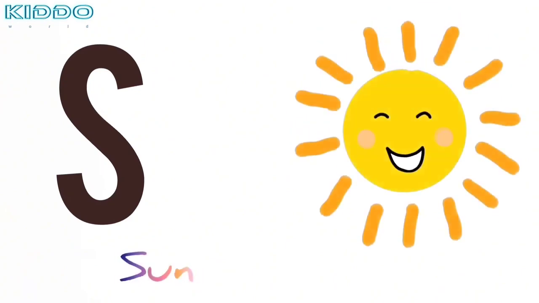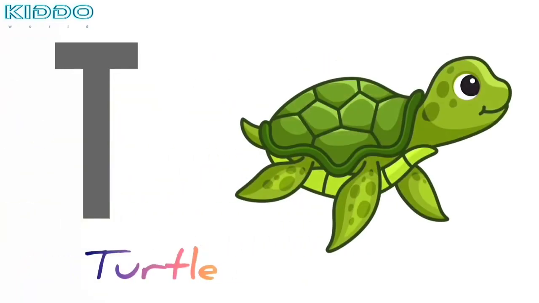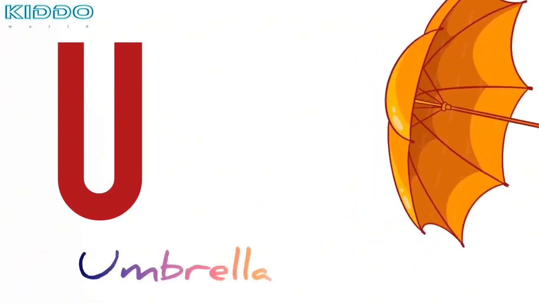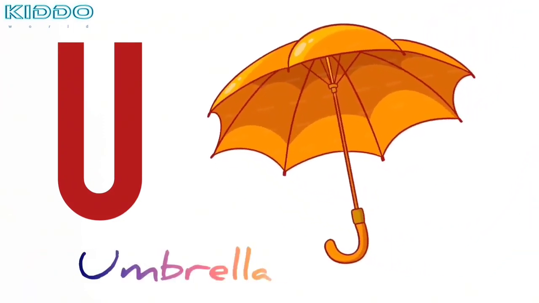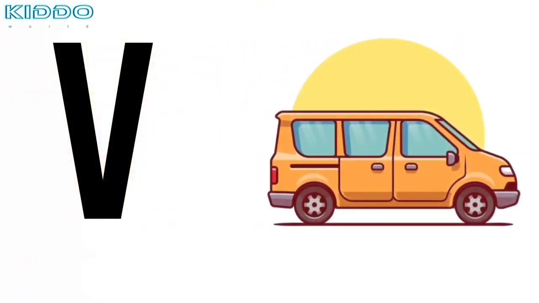S for sun. T for turtle. U for umbrella. V for van.